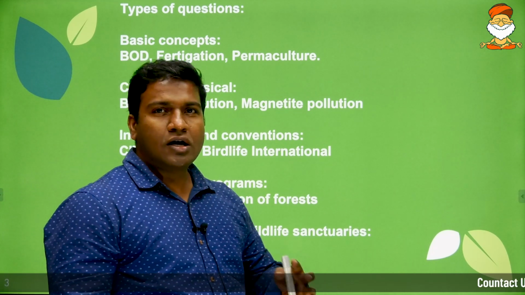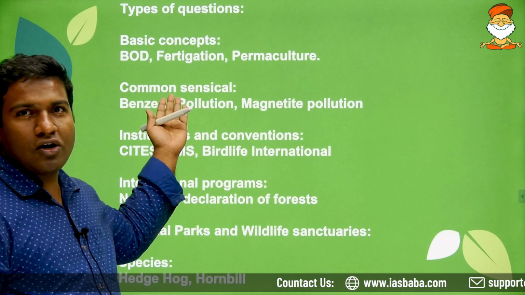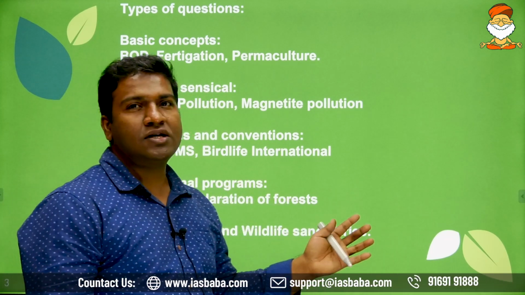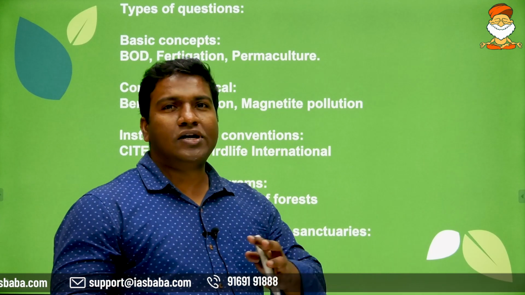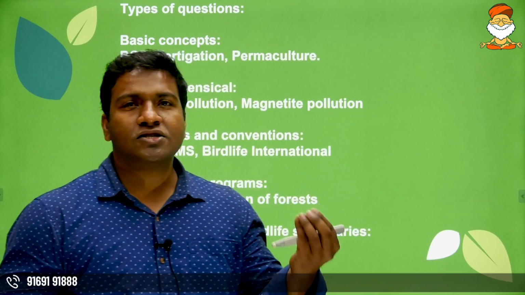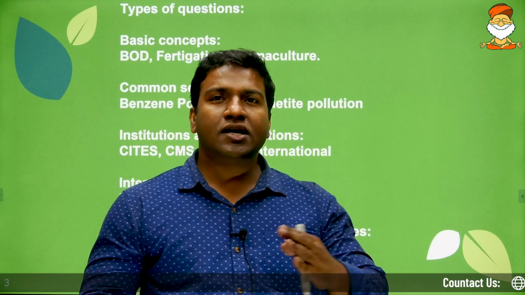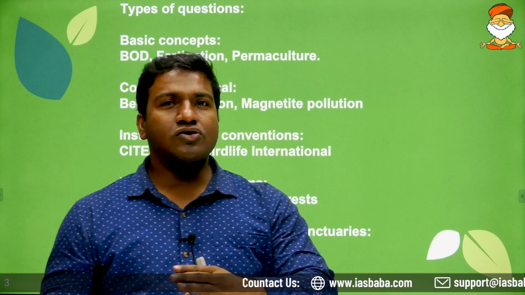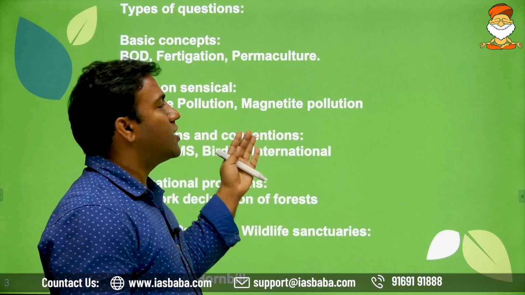When we regard the basic concepts, like for example biological oxygen demand, then fertigation, permaculture, all such questions have already appeared in UPSC. So here the only thing is simple conceptual understanding and simple application of the concepts. Okay, so permaculture, how is it a permanent agriculture? It doesn't allow the soil to degrade, it doesn't allow the soil to lose its fertility, so that is why it is the permanent agriculture.